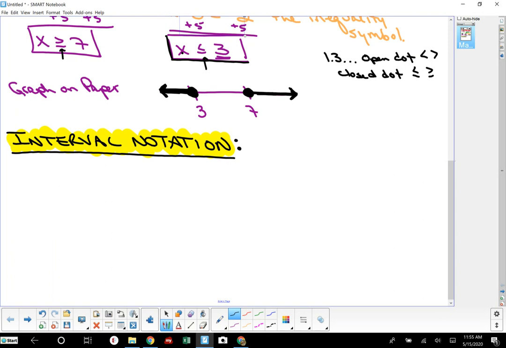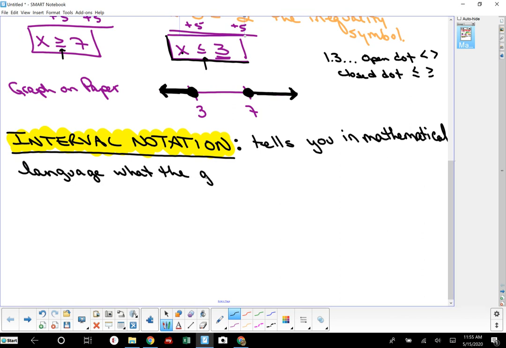So here's what you need to know. Interval notation is basically, it tells mathematically what the graph says. In mathematical language, it tells us where the shading is, what the solution set actually is.